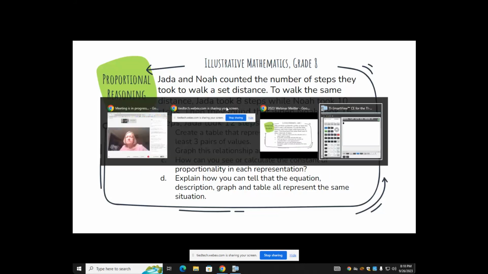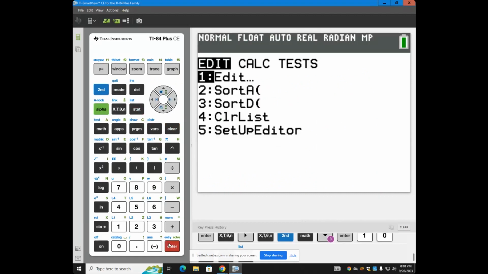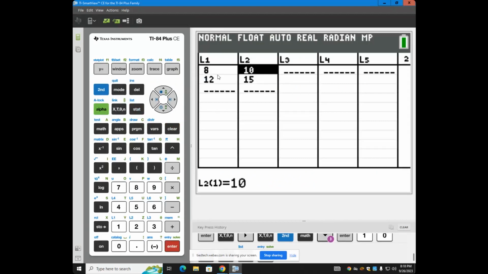So we're going to jump to our Smart View. The way we're going to approach this is by putting our data in. I went to the Stat menu to edit and put Jada into L1, Noah into L2. At this point, you would begin to ask your students, okay, we need 3 points for our table. So what patterns do you see? So Deb, I'll let you man the chat, but just go ahead and put in there what patterns you see in how Jada is walking versus how Noah's walking, and what should be some next values here.